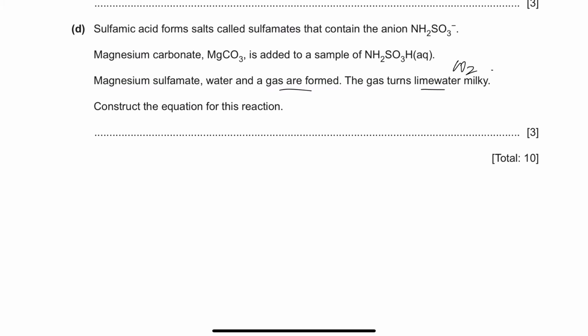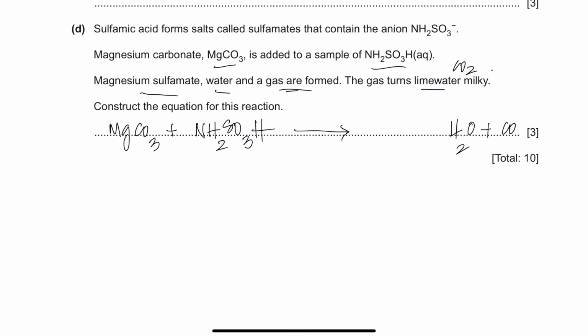And it says construct the equation. So from this you'll be like, oh, ये तो मेरे से होना ही नहीं ये equation. But it's pretty simple because he's given you all the information. You just have to put it into symbols. Magnesium carbonate is added to this. तो सबसे पहले तो ये लिख ले. Magnesium carbonate is added to NH2SO3H. Then what will that give you? वो भी दिया है. Magnesium sulfamate, water, and a gas is formed. So water और गैस बना, which is carbon dioxide.